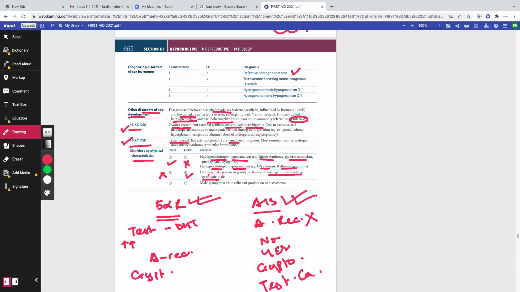If there's a patient who has ambiguous genitalia, but in the later stages of life has virilization and normalization of the phenotype, what is your diagnosis? This is 5-alpha reductase deficiency. If you have another patient who has cryptorchidism and testicular cancer, is phenotypically female, and the external genitalia is that of a female, what is your diagnosis? Androgen insensitivity.